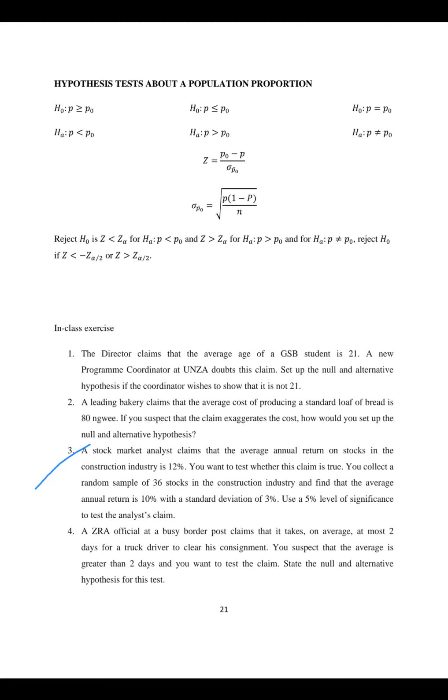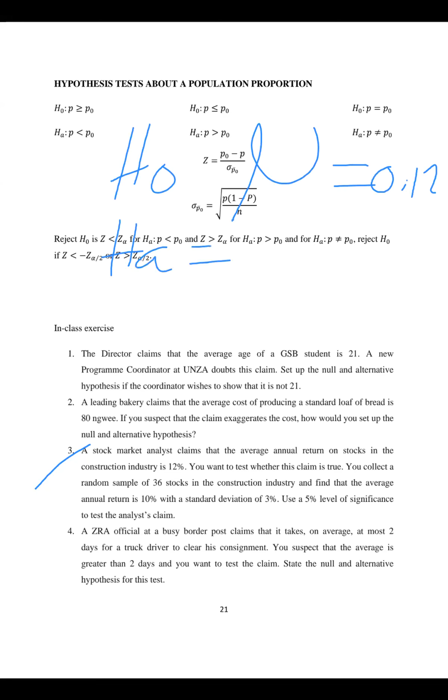So we start picking values. We know that our mu, it is said that the average annual return is 12%, which is the same as 0.12. So it's 0.12. That is your hypothesis. Therefore, your alternative hypothesis shall be mu is not equal to 0.12.